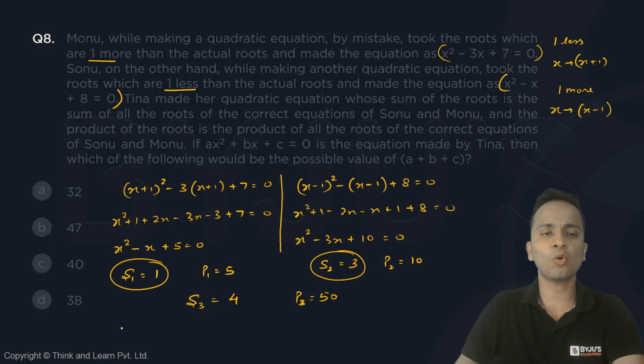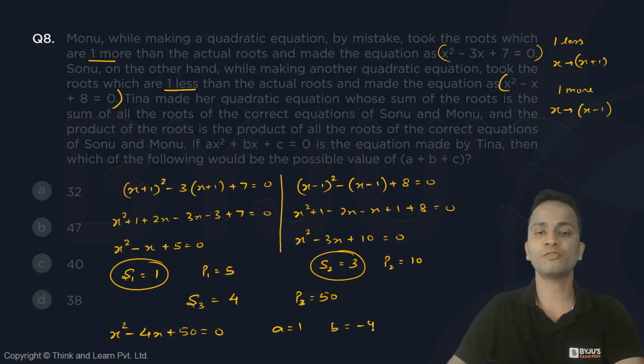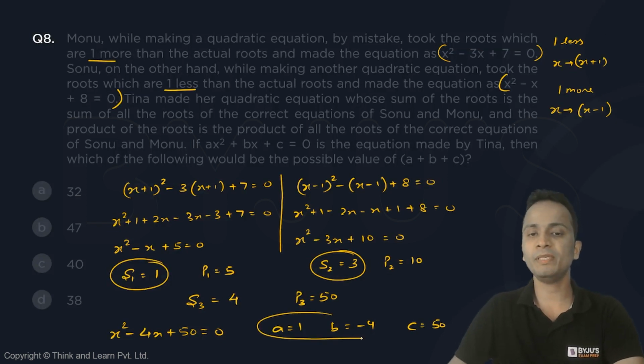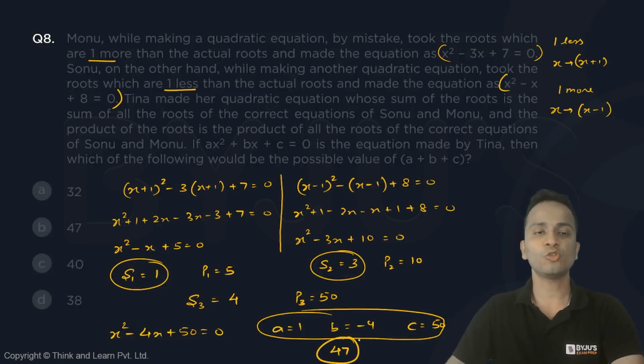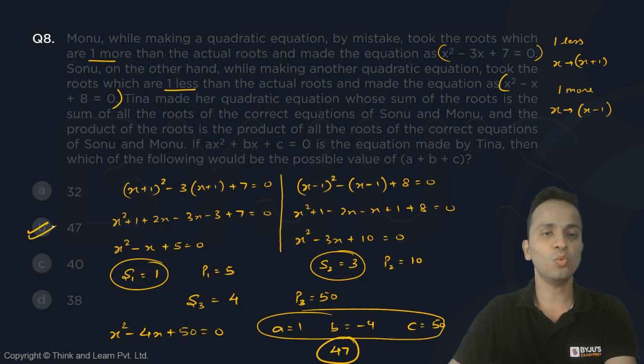Using this, I'll make a quadratic equation, and this will be the equation made by Tina. So x square minus 4x plus 50 equal to 0. Comparing, the value of a is 1, the value of b is minus 4, the value of c is 50. The sum of a, b and c, 1 minus 4 plus 50, is equal to 47. So the correct answer of this question will be 47. All right.